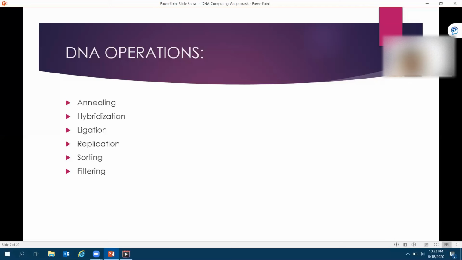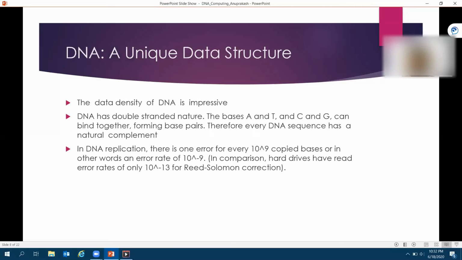Now the next one is filtering. Filtering is the process of filtering DNA molecules based on their size. Again, various chemicals are used to filter the DNA. So these are the operations that are performed in DNA.